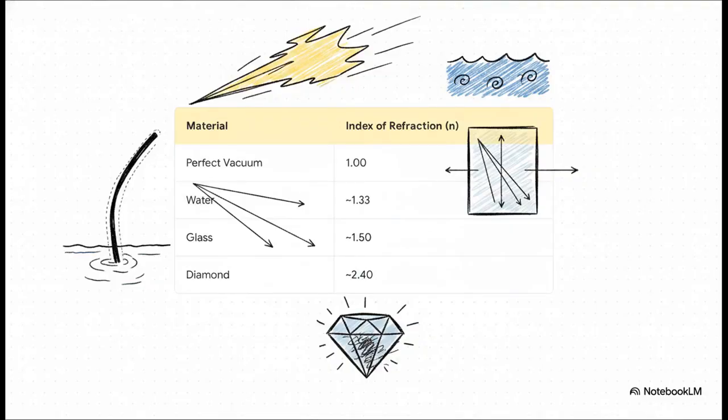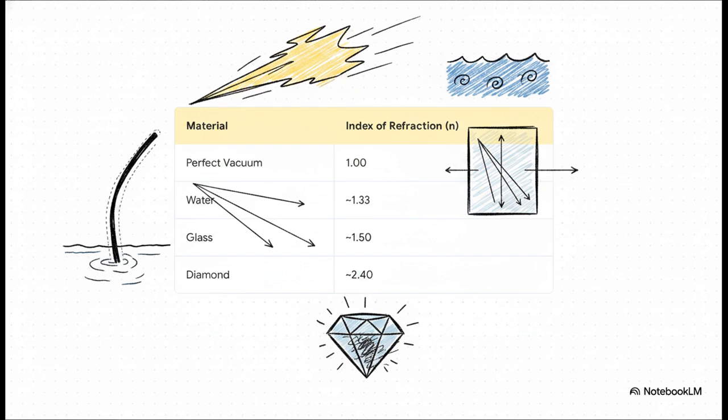Take a look at these numbers. Different materials have different densities, which we represent with the index of refraction, or n. In a perfect vacuum, n is exactly 1.00. Light is absolutely flying at max speed. But as the material gets denser, that index number climbs and the light hits the brakes. Water is roughly 1.33, glass is about 1.50, and check out diamond down there at 2.4. A diamond slows light down tremendously.